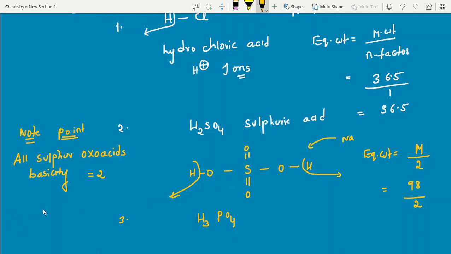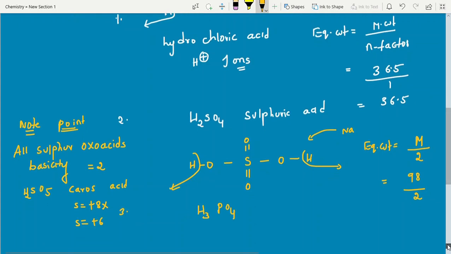Basicity is 2. So look into this example, H2SO5, Caro's acid. This is also to confuse the student. They are asking it has a peroxide linkage. If you do the direct calculation for sulfur, you will get +8 oxidation state. That is wrong. But here it is +6 oxidation state. How can you say it is +6, and that basicity is 2? Yes, you go for the structure.